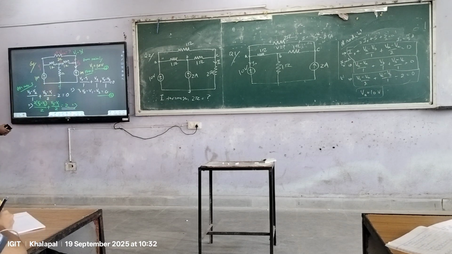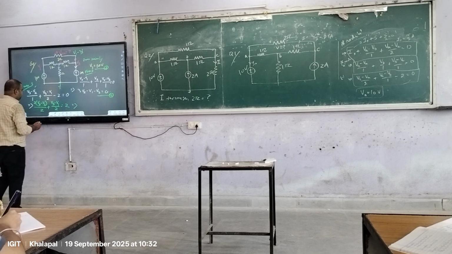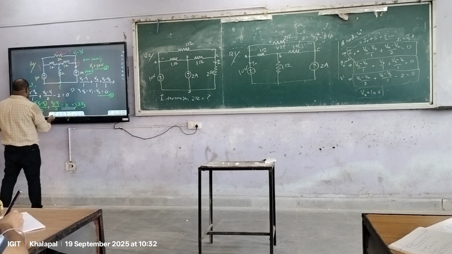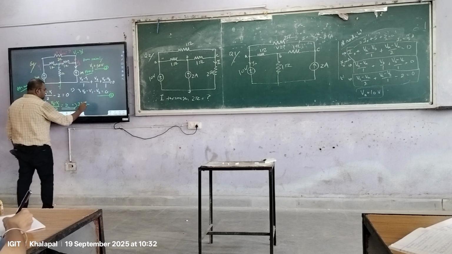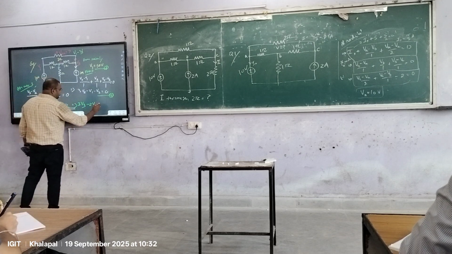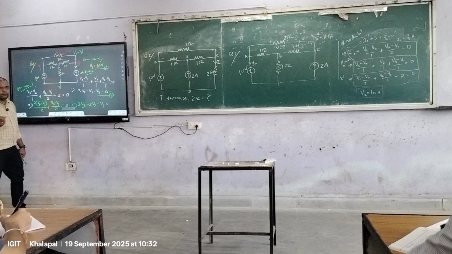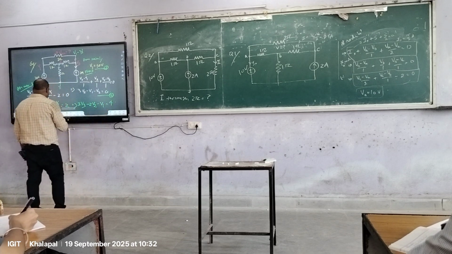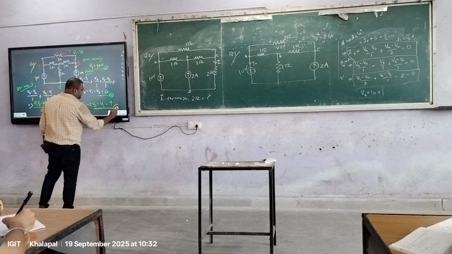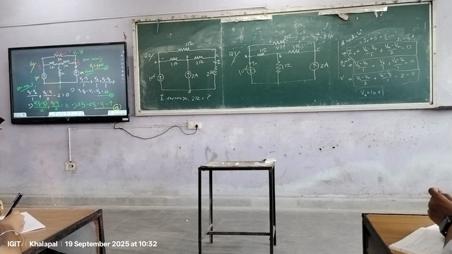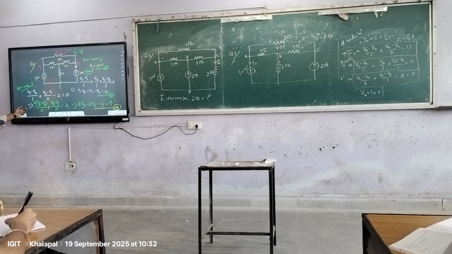It is going to be 2V3 plus V3, how much? 3V3 minus 2V2 is equal to, very good, 4, right? So this one is going to be equation number 3. Am I right? Yes or no? Anybody having any doubt here? Please raise your hand if anybody has any doubt.